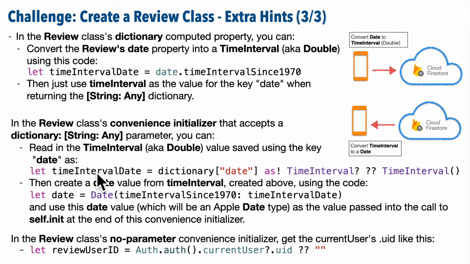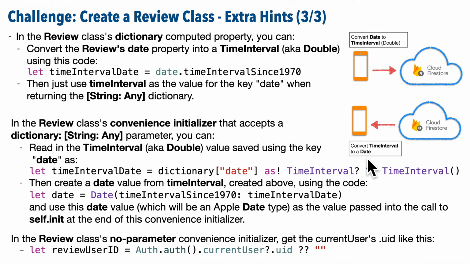Once you get that time interval, you can create a date by saying let date equals Date, which is the type, and you'll pass that through this initializer type, Date, and you're going to select the initializer that has timeIntervalSince1970 and pass in the time interval date that you just read in from Cloud Firestore.